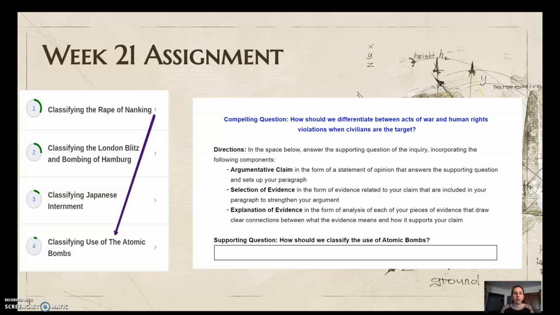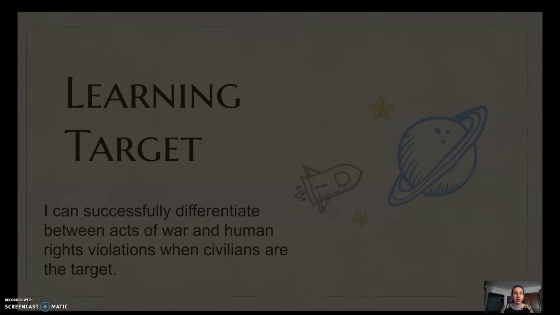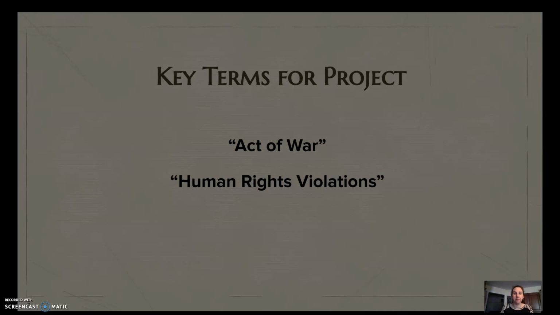Okay, so again, going into classifying the use of the atomic bomb, how should we classify the use of the atomic bomb? That's what you're thinking about as you go through the lesson. Is this an act of war, or was this a human rights violation? Did this need to take place during the war, or did this go above and beyond? So I can successfully differentiate between acts of war and human rights violation when civilians are the target. And again, the key terms: act of war and human rights violation.